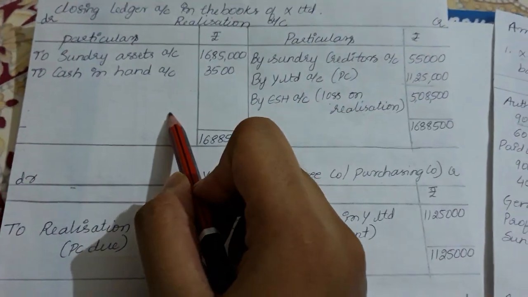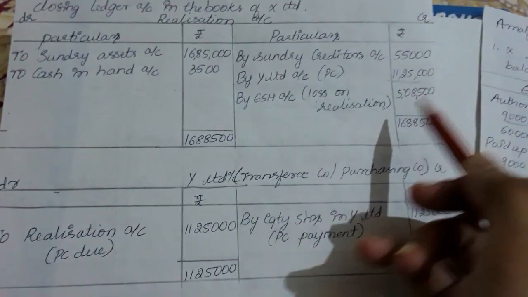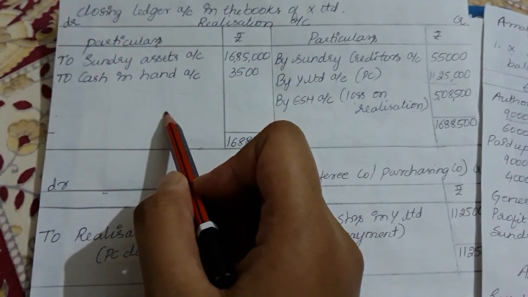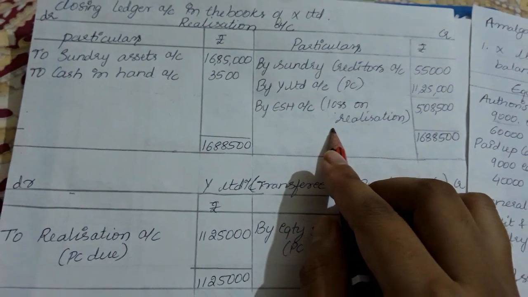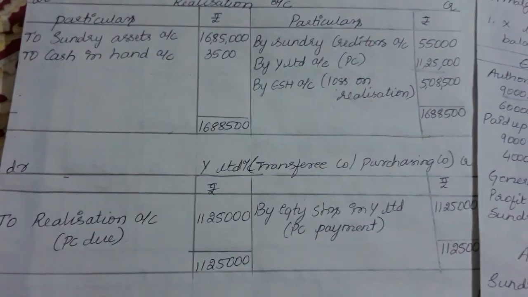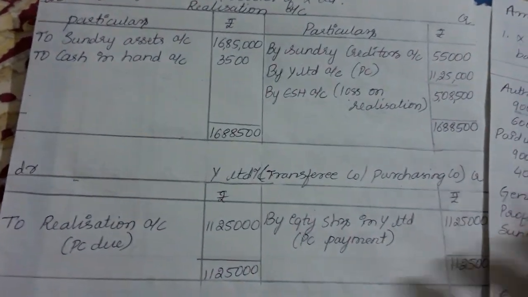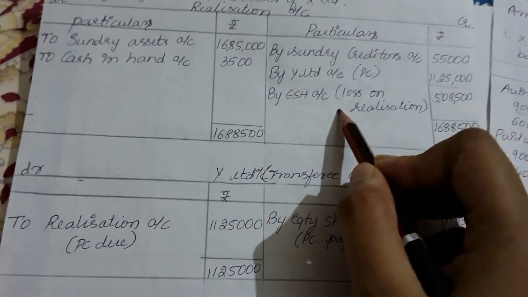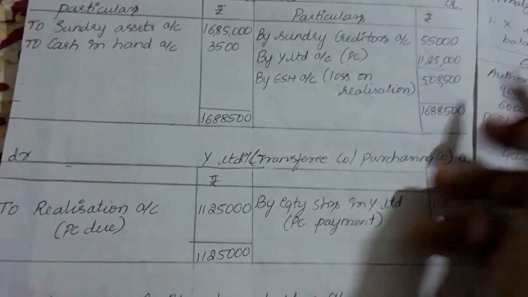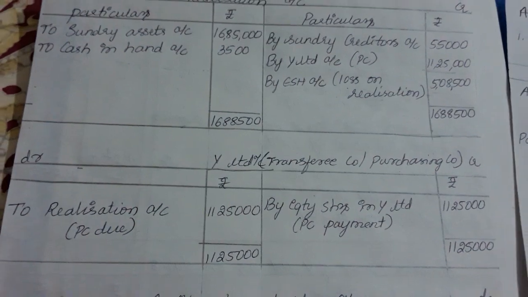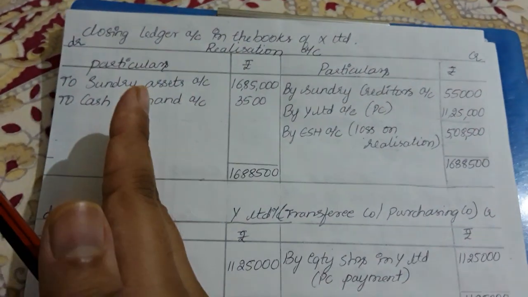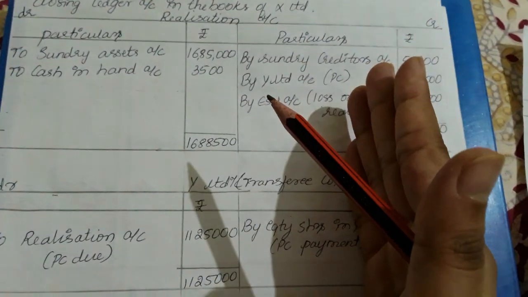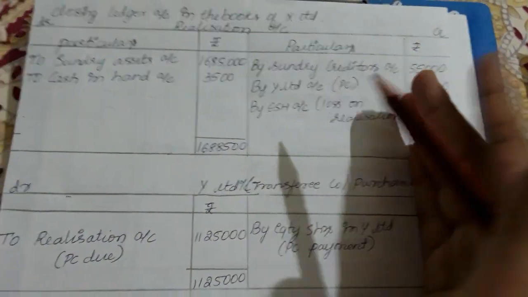When the debit side is more, that means it is a loss. If the credit side is more and the debit side is less, it is a profit on realization. Now if it is a loss on realization, who will bear the loss? Obviously the equity shareholders will bear the loss, by equity shareholders account, loss on realization of 5,08,500. So this is all about the realization account. Debit side assets and expenses, credit side incomes and liabilities.